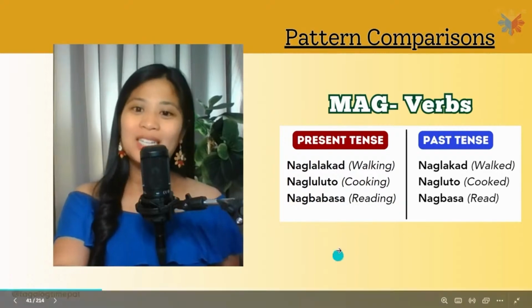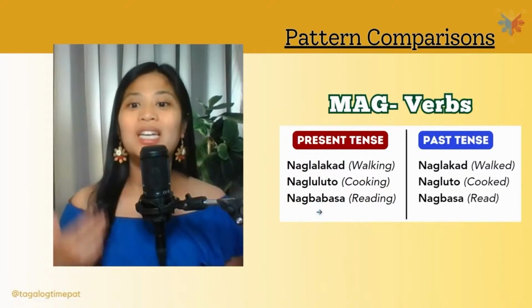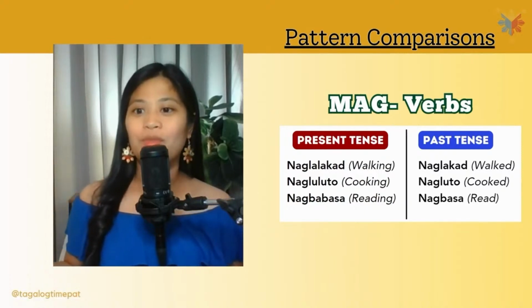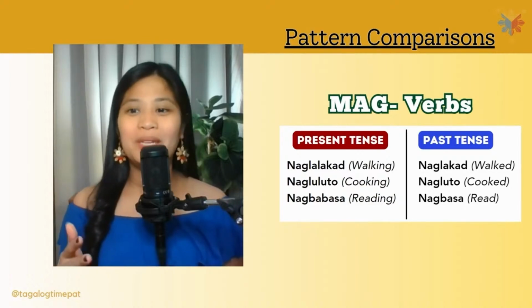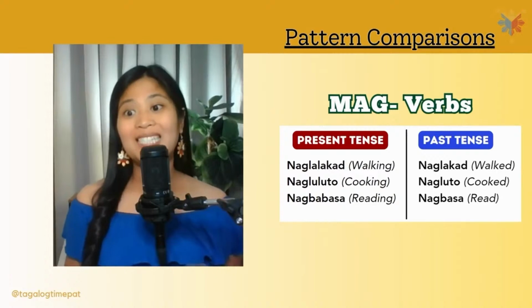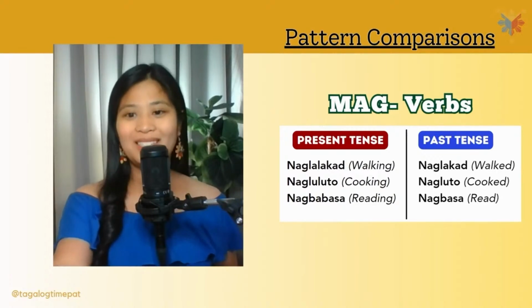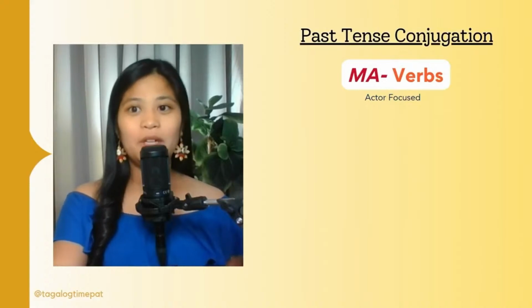So for the present tense, you can hopefully recognize that there's a repeated sound. Naglalakad ako. Versus the past tense, naglakad. It's like done. There's no repeated sound. So that's kind of one way to distinguish between the present and the past tense conjugation of mag verbs. All right, now let's take a look at ma verbs. They have a very similar pattern.